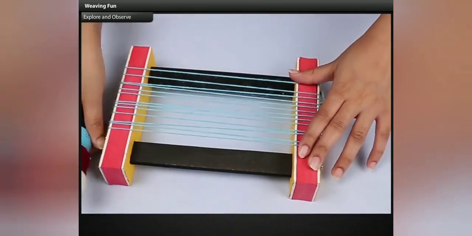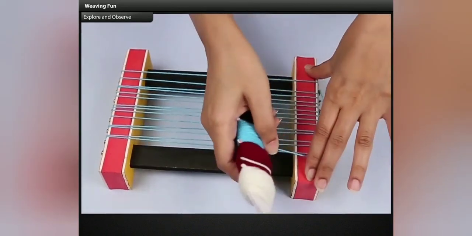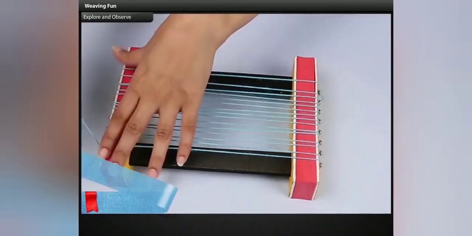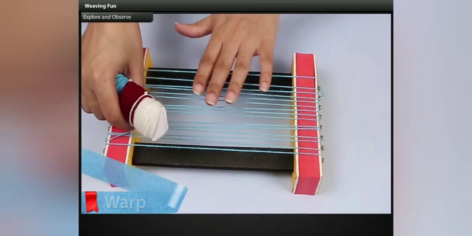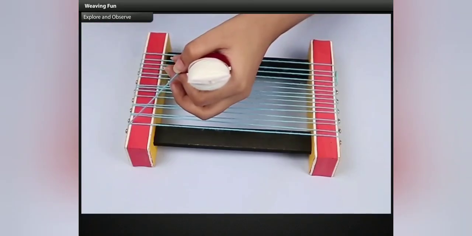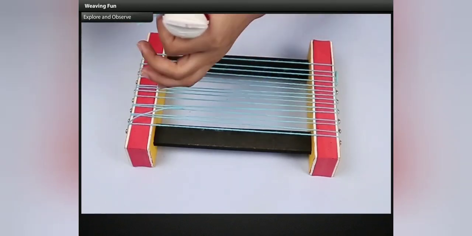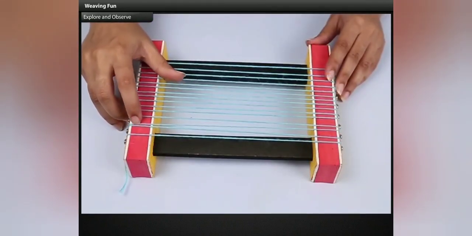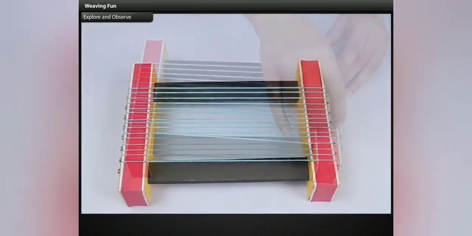Observe that we are arranging these yarns lengthwise on the weaving frame. These yarns arranged along the length of the weaving frame are called warp. Once the warp is complete, tie the thread to the last screw at the corner and cut the extra thread with scissors. Look at the warp. If the distance between the yarns of the warp is unequal, adjust them so that they are spaced equally.